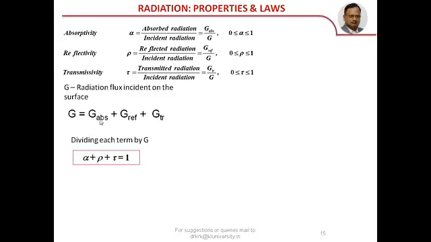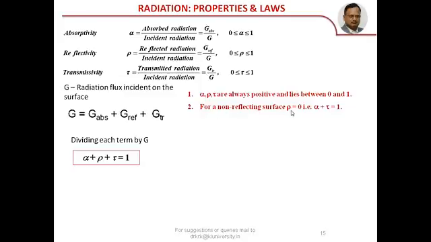So you will get 1, and absorbed by G is nothing but absorptivity. Reflected by the total amount is called reflectivity. Transmitted by G is called transmittivity. Therefore we get the equation alpha plus rho plus tau is equal to 1. So no value can be greater than 1, and if any one of these properties equals 1, the other properties automatically become 0. Alpha, rho and tau, absorptivity, reflectivity and transmittivity, are always positive and lie between 0 and 1.